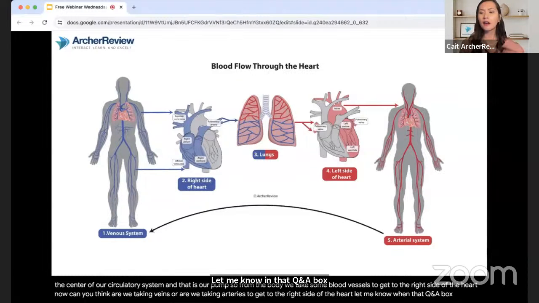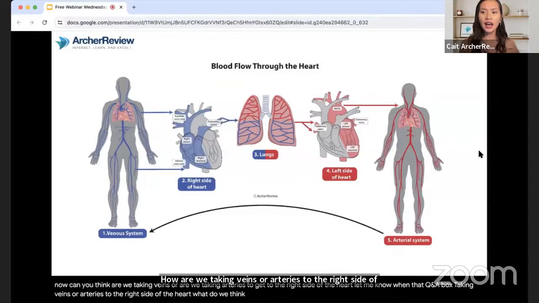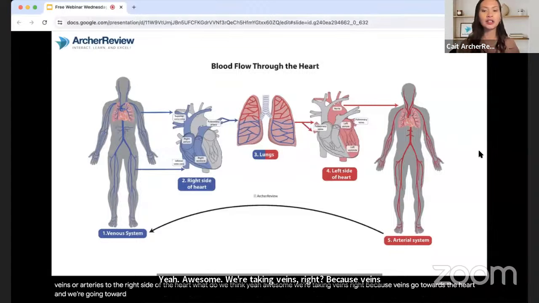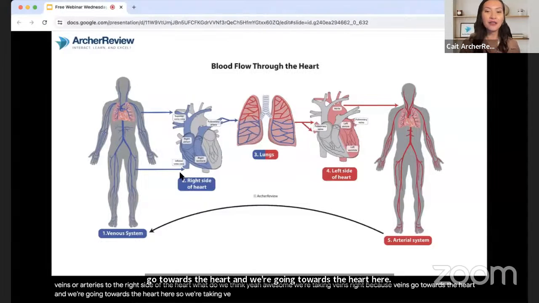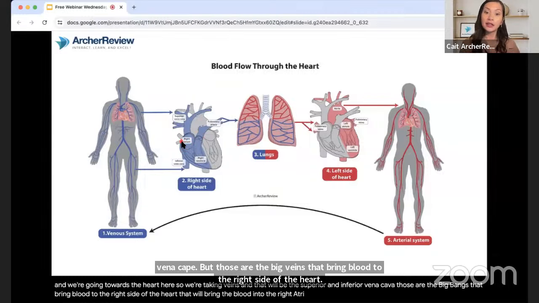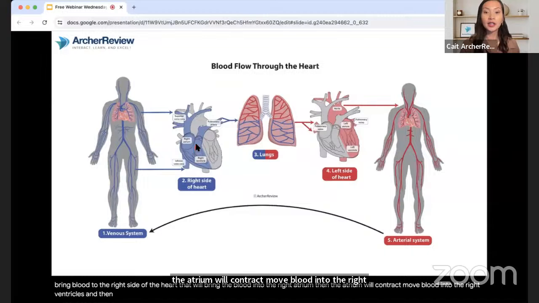Are we taking veins or arteries to the right side of the heart? What do we think? Yeah, awesome. We're taking veins, right? Because veins go towards the heart, and we're going towards the heart here. So we're taking veins, and that will be the superior and inferior vena cava. Those are the big veins that bring blood to the right side of the heart. That will bring the blood into the right atrium. Then the atrium will contract, move blood into the right ventricle, and then take the pulmonary artery towards the lungs.